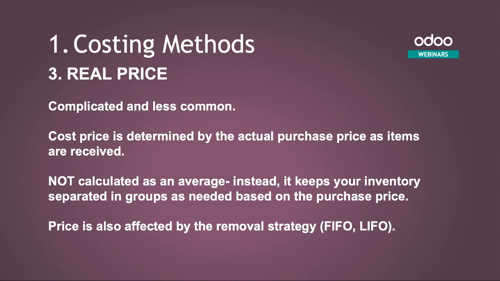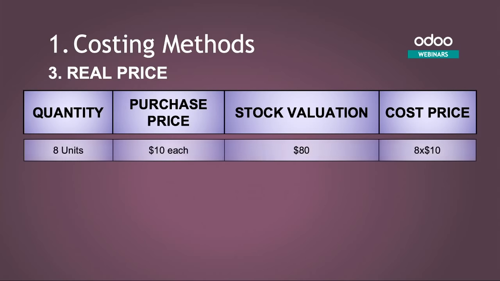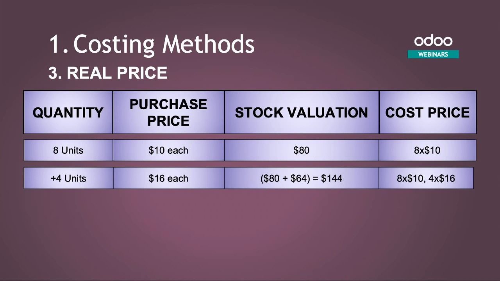And it's not an average. It's separated in groups by batches of purchase orders. So what that means is, say we're going to buy eight units of a guitar at $10 each, which gives us a stock valuation of $80. And that cost price is 8 times 10, right? So then we buy a quantity of 4 units at $16 each, which then will still give us a valuation of $144 like it did the last time.